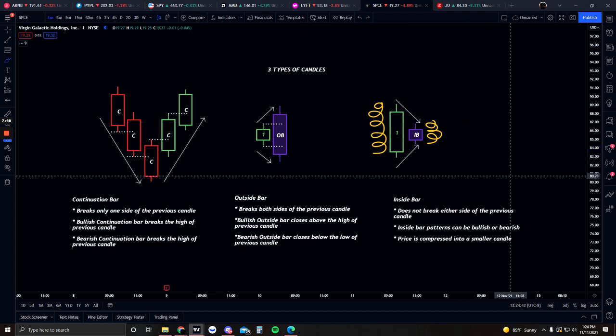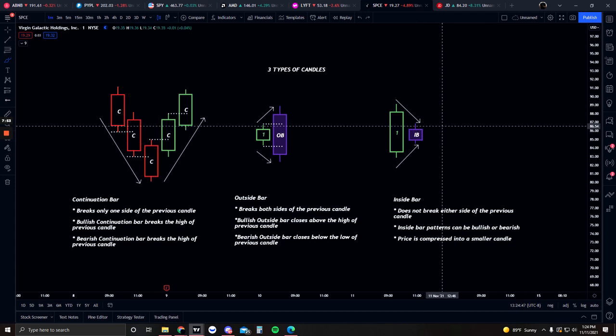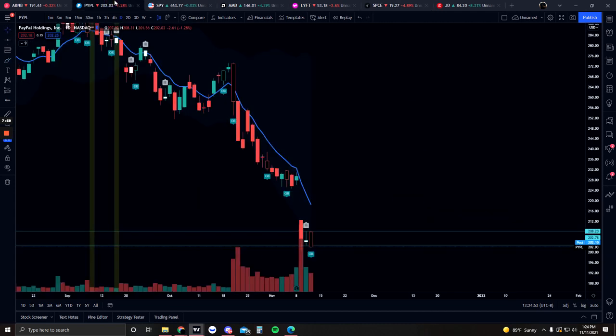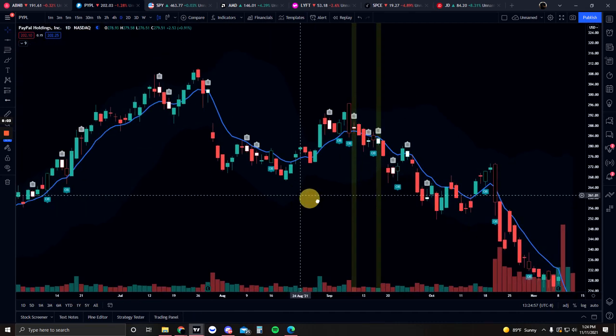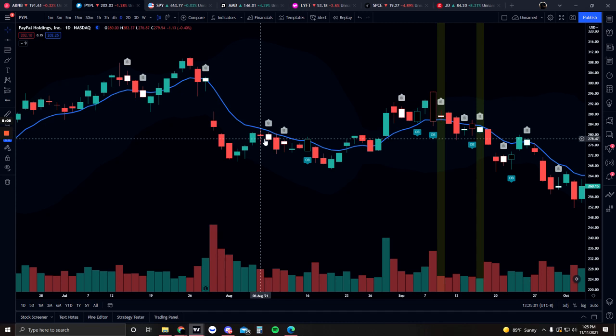So does this always happen? Does that mean that every inside bar is going to cause a giant reaction up and a giant reaction down? No. But what I'm going to do is I'm going to show you guys the reason why the inside bar is really powerful. So you see every inside bar.